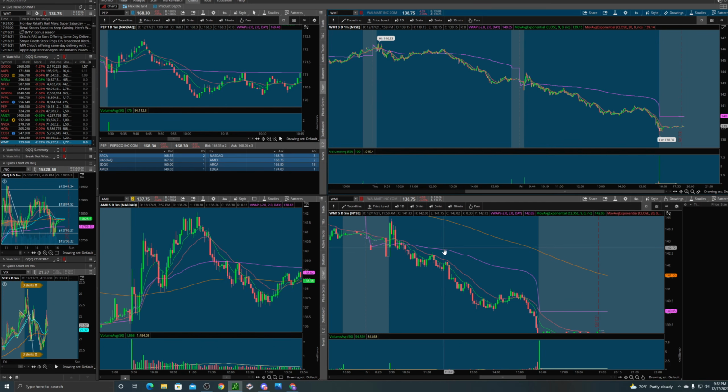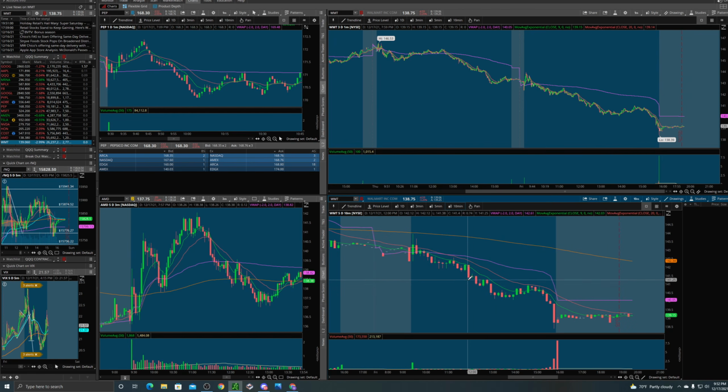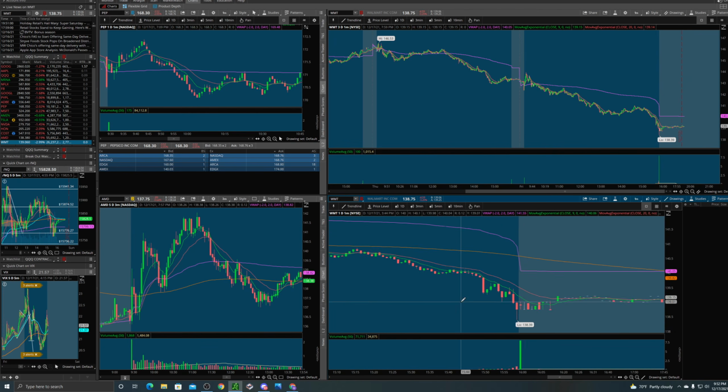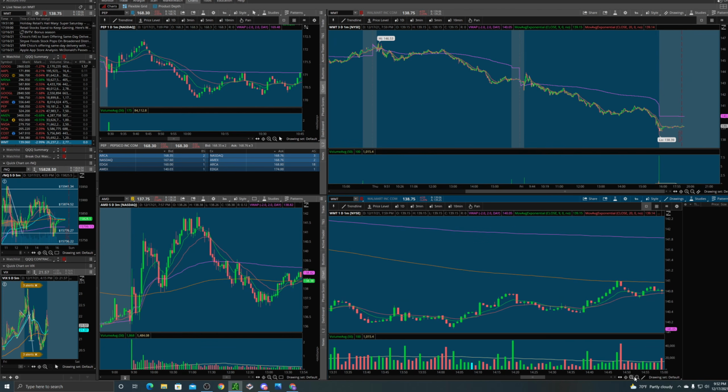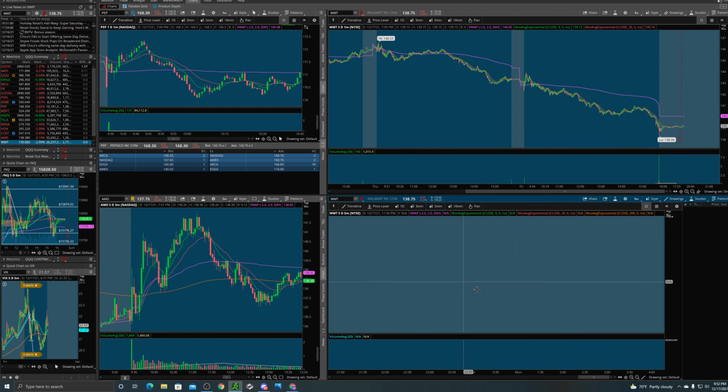So the way that this looks on the 5 may not look the same on the 10. Right, pretty similar, but may not look that way on the 1. Right, we can see these. So I'll go back here on the 5.